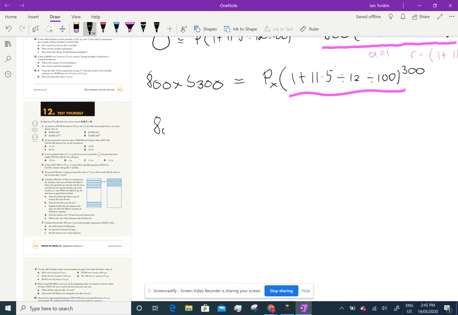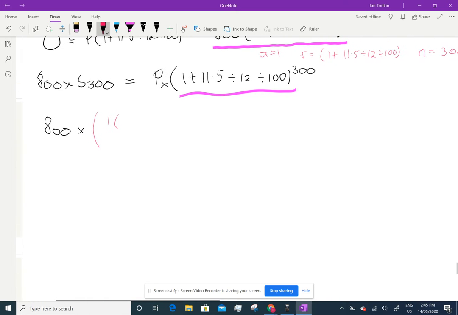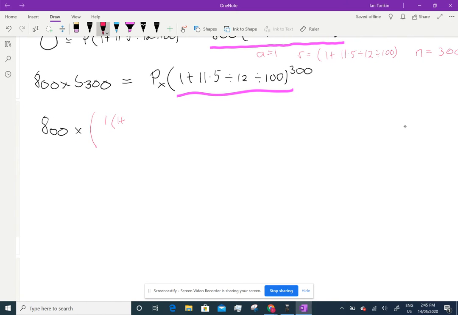So I'm going to have 800 times, and then this is my series. This is my series here. So my A is 1, and even though it doesn't affect it, I'm going to put it in, 1. And then I'm going to write this whole thing out. 1 plus 11.5 divided by 12 divided by 100 to the power of 300 minus 1.